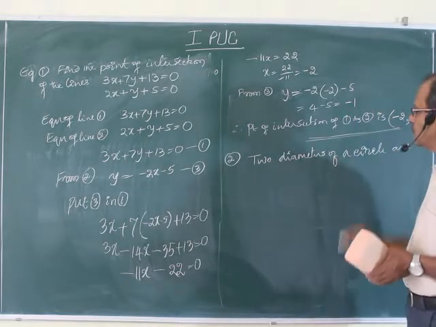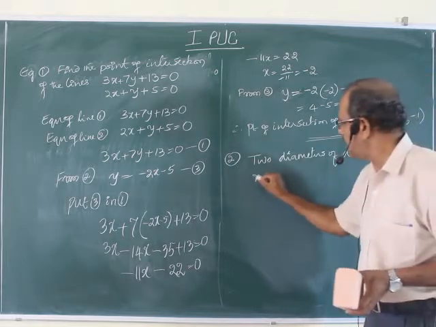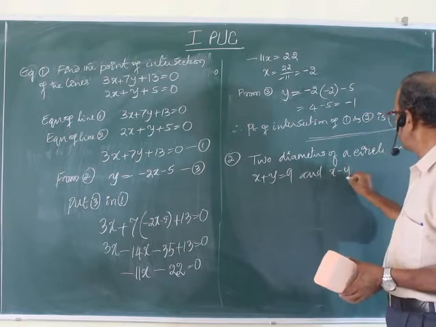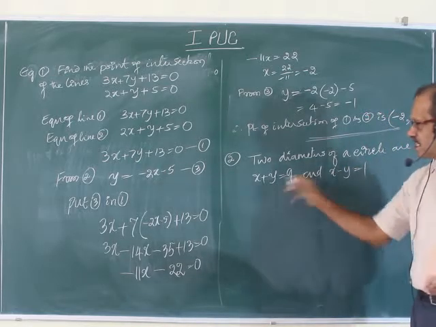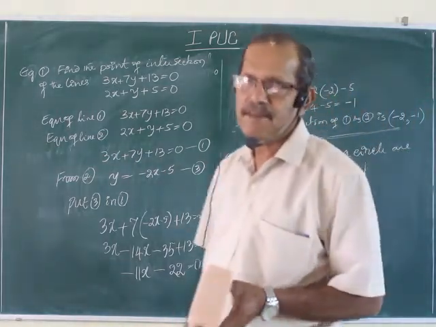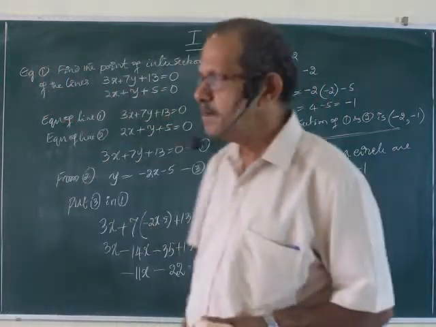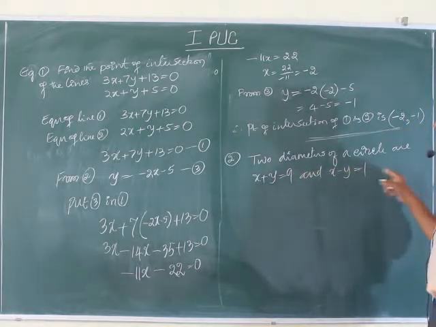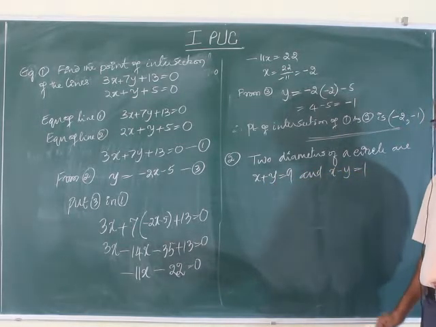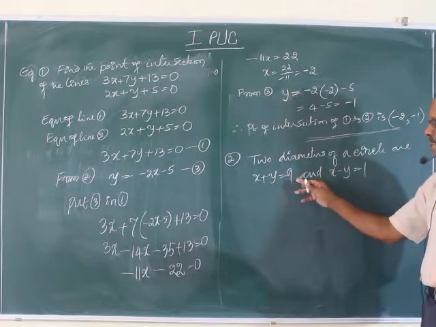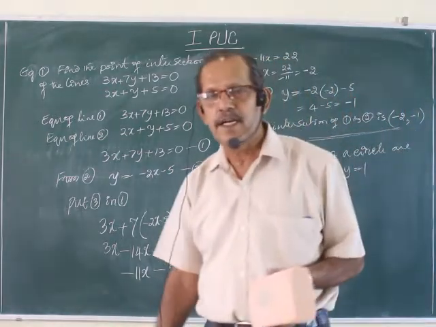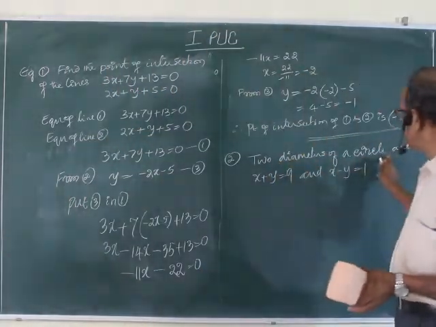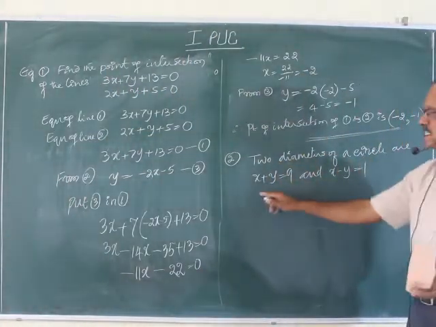The diameters are x plus y equal to 9 and x minus y equal to 1. Equations of two lines they are. x plus y minus 9 equal to 0, x minus y minus 1 equal to 0. But the equations are given like this. The usual procedure is you have to write the constant also on the left hand side only. Right hand side you must have 0. But anyway, equation of the diameters are given.